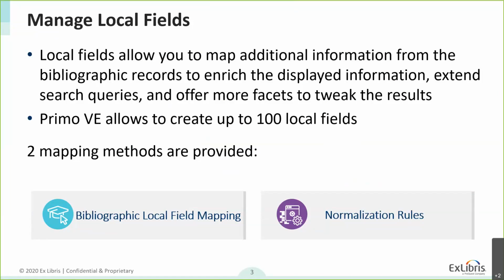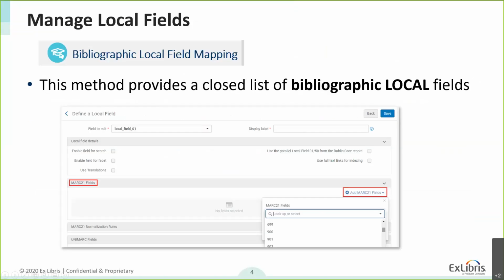In the local fields, there are two methods that you can choose according to your needs. The first one is bibliographic local field mapping, and the second is by normalization rules. We will talk about each method. So the first option, bibliographic local field mapping.